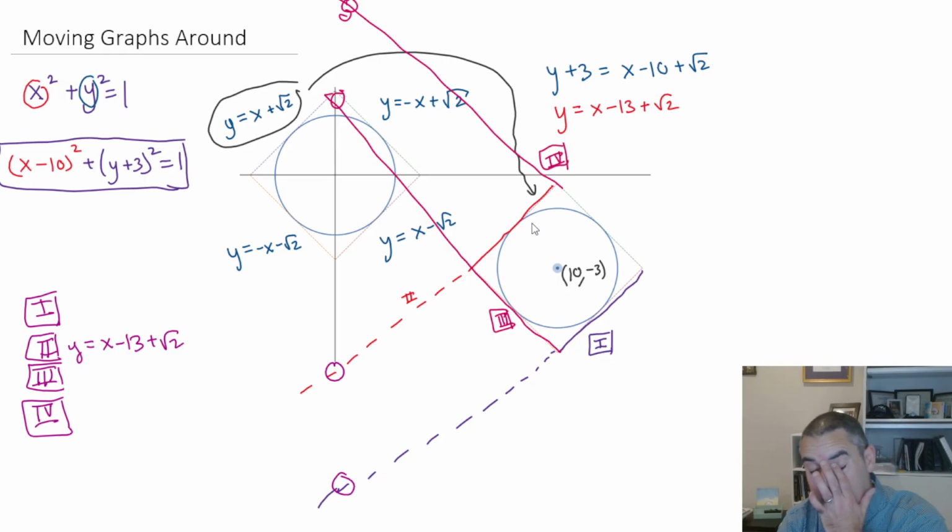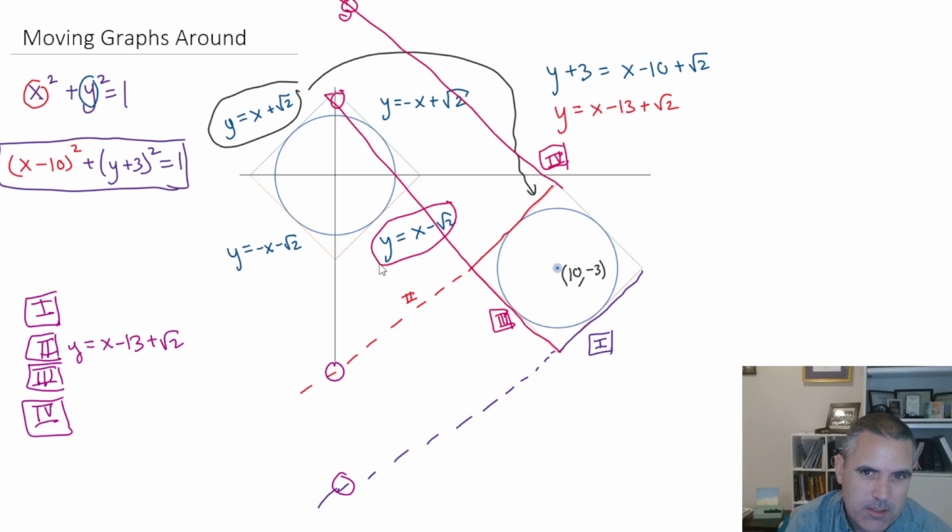And I basically showed you how to do it already. You'll just need to correspond. So equation 1 will be this one. And you need to replace the y with x plus 3 and the x with x minus 10.